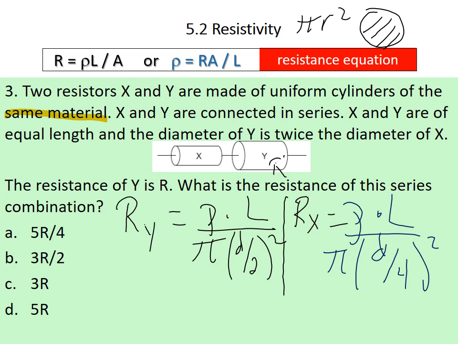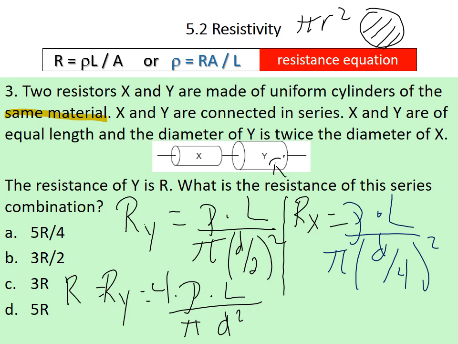So now it should be really clear. I will further simplify the denominator for R sub y so I can see how that looks. R sub y becomes rho times L over pi d squared divided by 2 squared, which is 4. So the 4 comes all the way up: 4 rho times L over pi times d squared, and they are representing this value, 4 rho times L, just in terms of R.